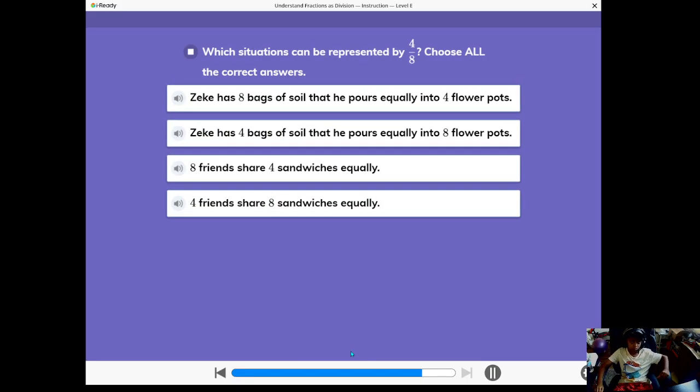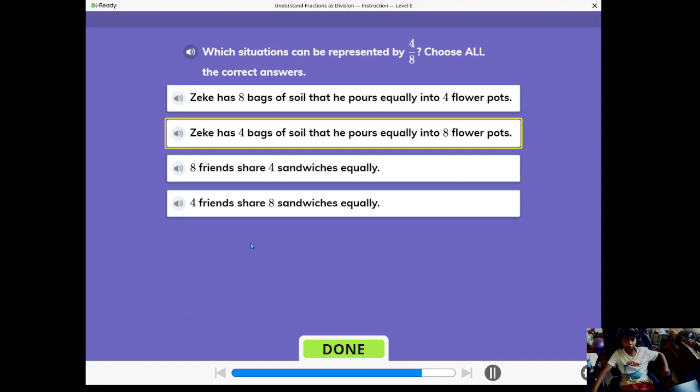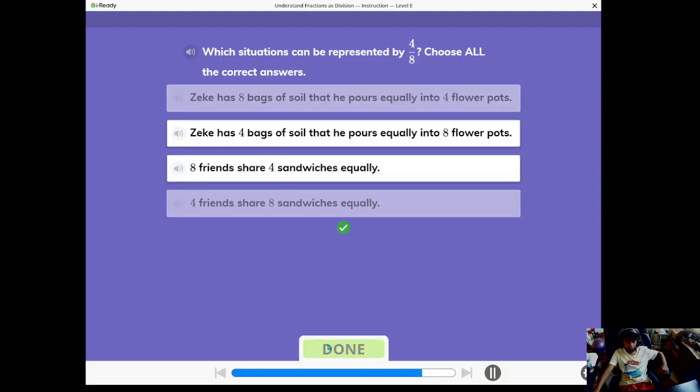Which situations can be represented by 4/8? Choose all the correct answers. Zeke has 4 bags of soil that he pours equally into 8 flower pots. You can think of 4/8 as 4 divided by 8. Try again. Way to go!